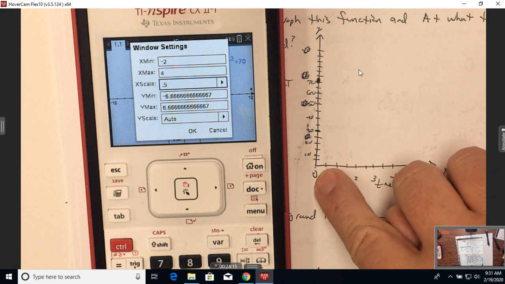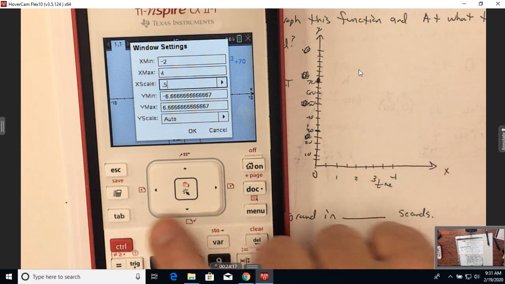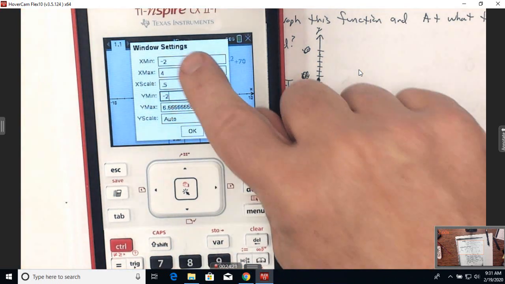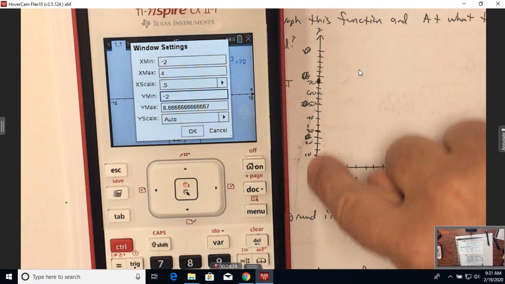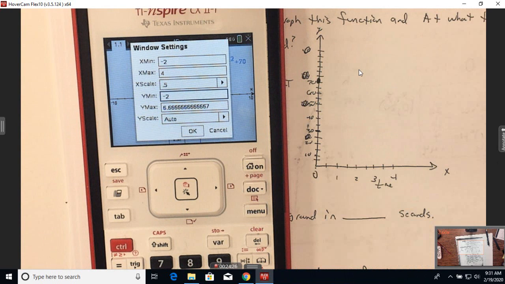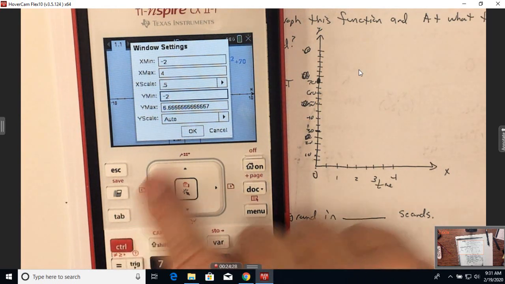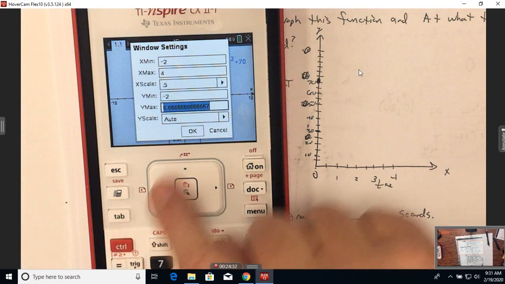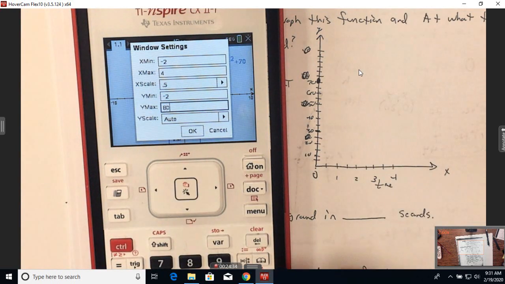Okay, but what's a y minimum? Let's go a little bit below 0, so we can see the x-axis. So tab over to a y minimum of negative 2 like we did here. So I'm going to go from negative 2 all the way up to, let's go to 70. Actually, let's go a little bit above 70. Let's go to an 80. Tab. So my y max would be an 80.